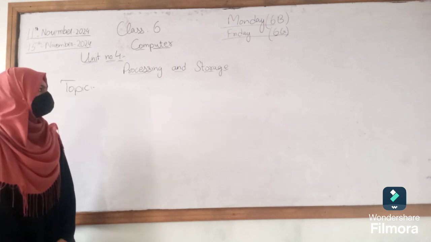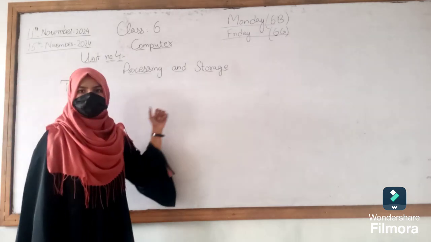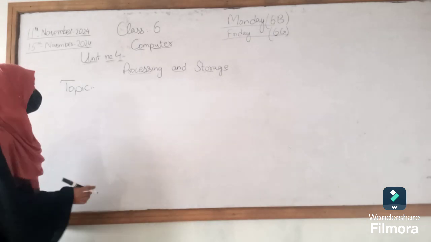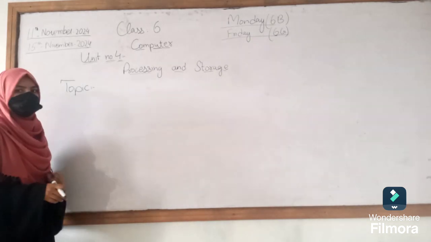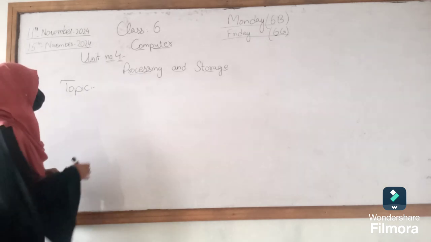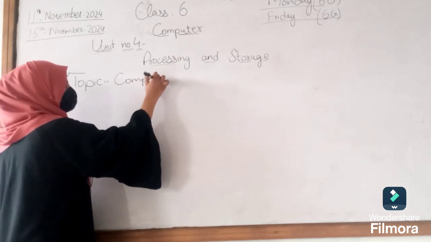Okay, so we were talking about unit number 4, processing and storage. Our today's topic is... let me repeat the previous lesson. In the previous lesson we talked about the three components of CPU.